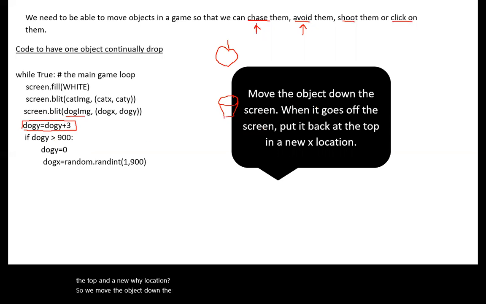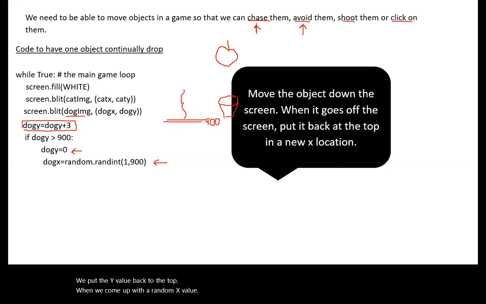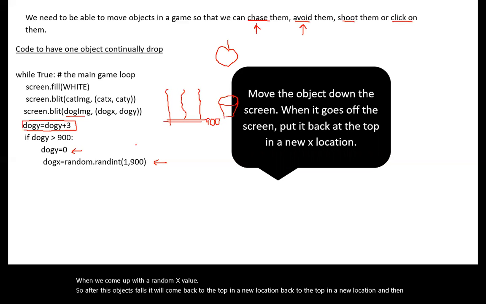If you add 3 to the Y value, it'll keep it going down the screen. When it reaches 900, so that's saying that the bottom of the screen is at 900, we put the Y value back to the top, and we come up with a random X value. So after this object falls, it'll come back to the top in a new location, and then you have the basis of a game.